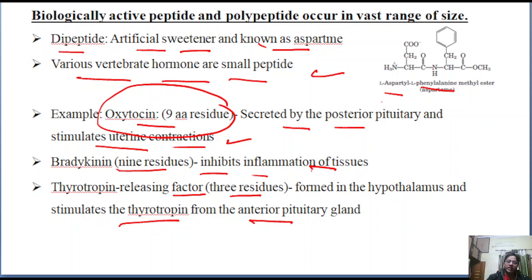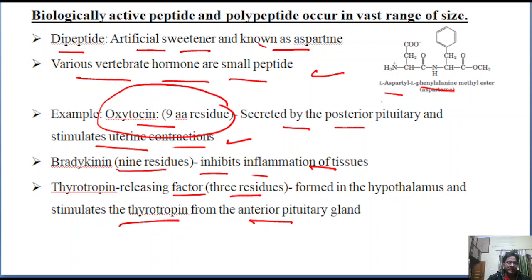So it is clear that these peptides are very small in size. They also have a very important role, and they can act in a very small amount, such as the hormones oxytocin and thyrotropin releasing factor. Although their size is small, they can have a very significant role. There are also some proteins, or polypeptides, which are very large in size, and they also have a very important role. So the biologically active peptides and polypeptides can have a very vast range of sizes.